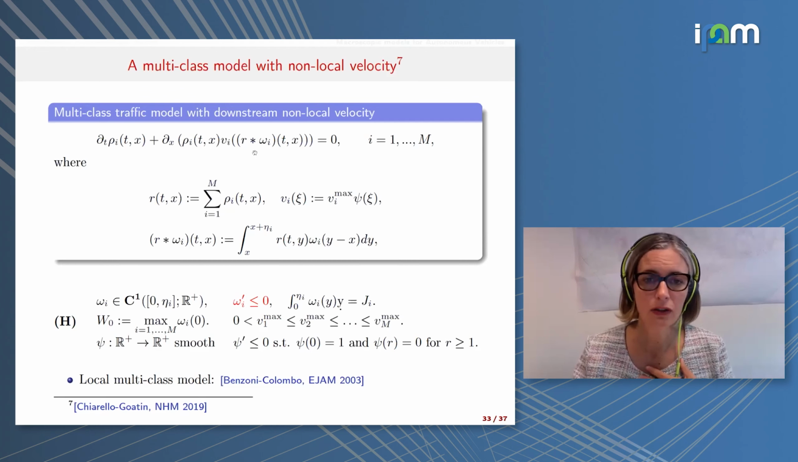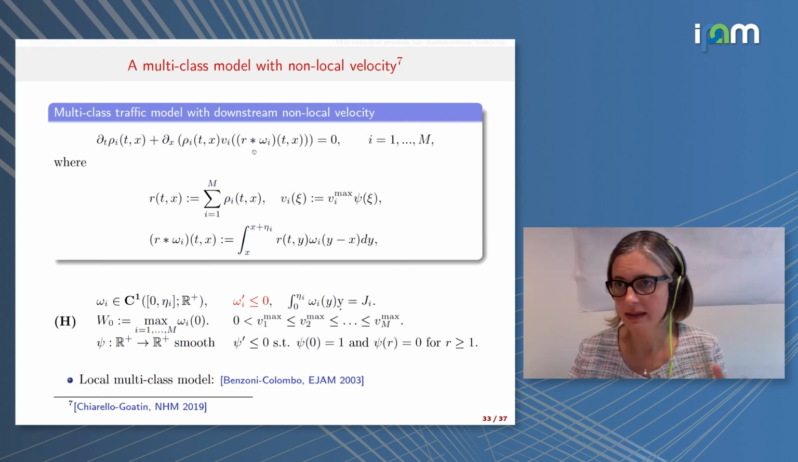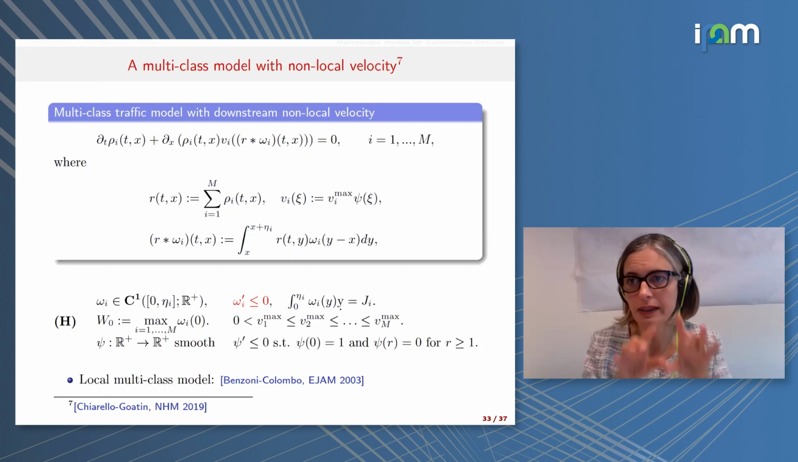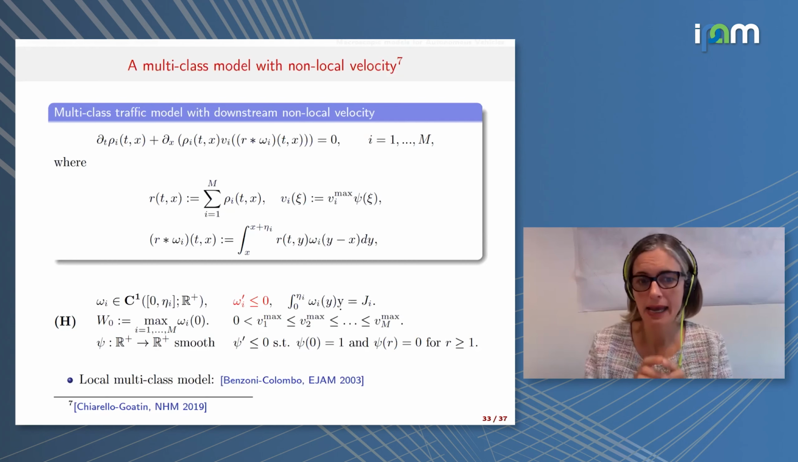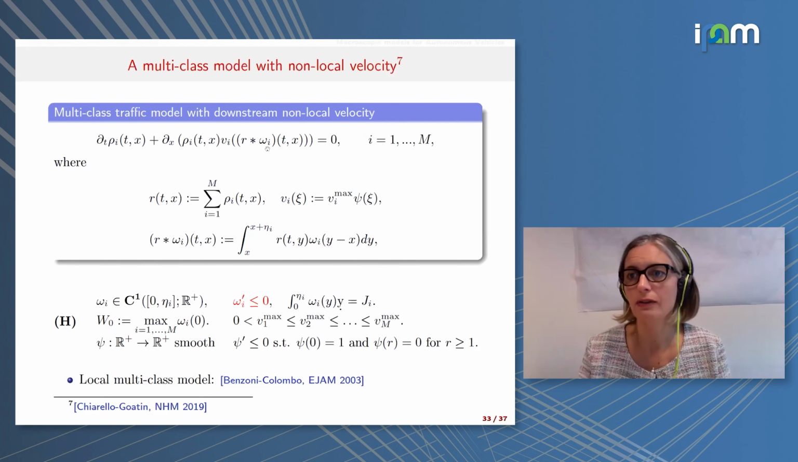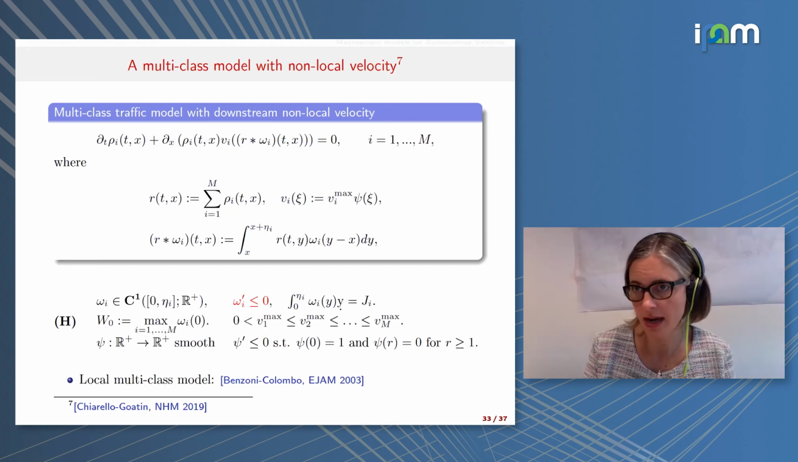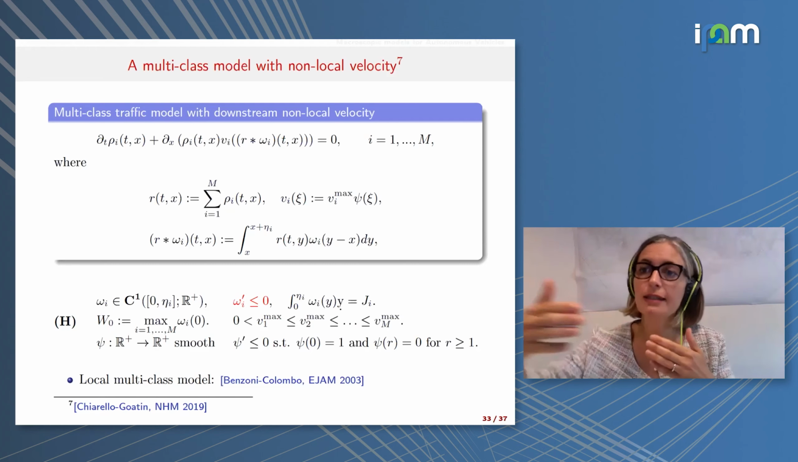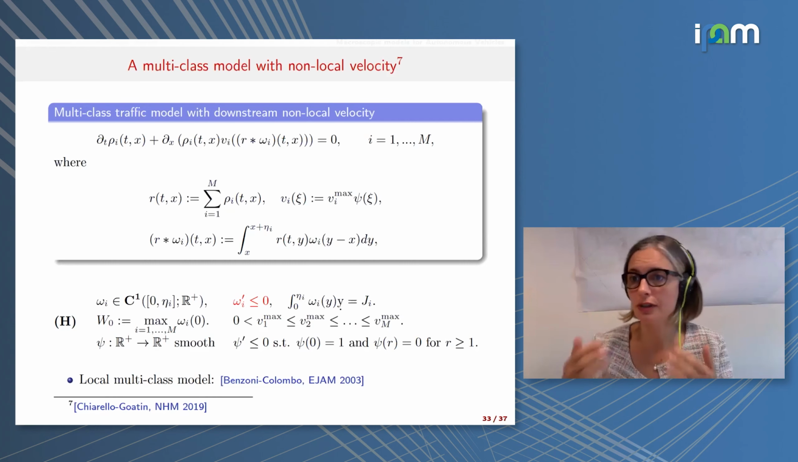Okay, this is classical in multi-class models, and there's a bunch of them in the literature. So the specificity here is that the speed dependence is non-local. And again, I may have a different weight for different classes of vehicles and different kernel supports, so different intervals of interaction for different classes of vehicles.